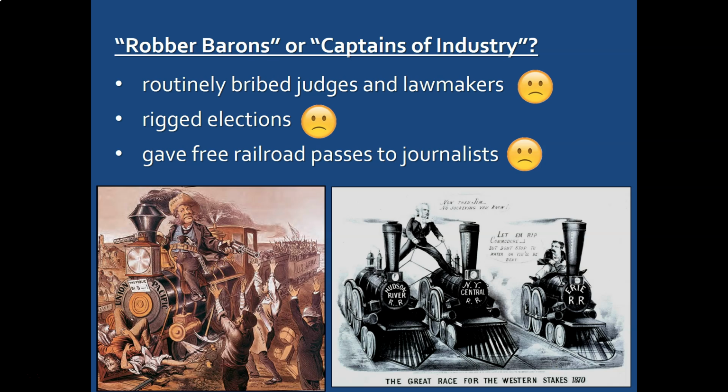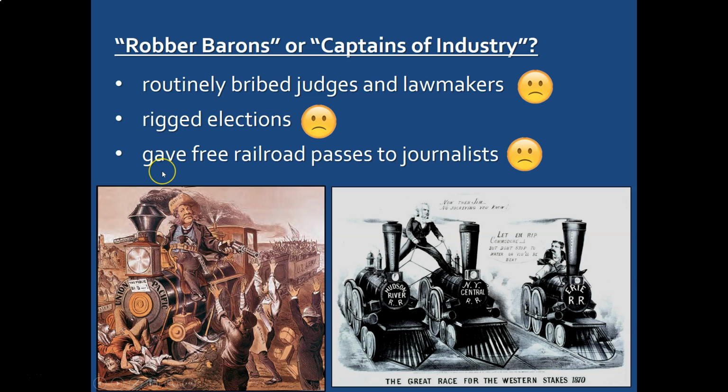All right, so let's look at this idea of robber barons or captains of industry. Remember, robber barons is a negative connotation, captains of industry, very positive. So on the robber baron side of things, we can say that some of these tycoons did some pretty shady business deals. Sometimes they were bribing lawmakers or judges to rule a certain way or to pass a certain law. They could be involved in buying votes and rigging elections. And the journalists and newspapermen who should have been keeping them accountable were often paid off.